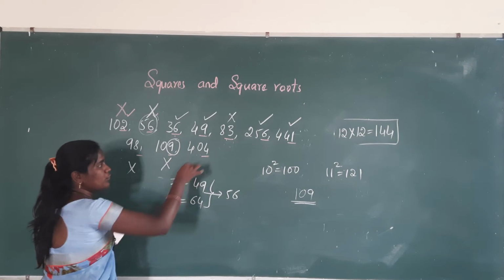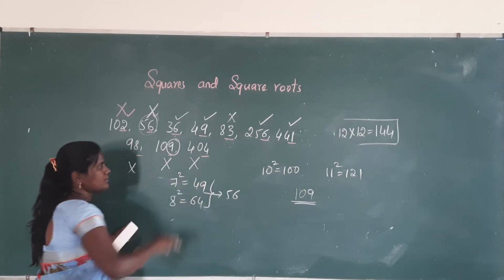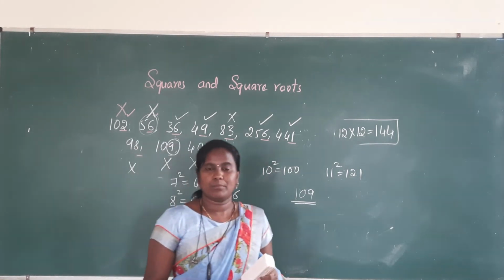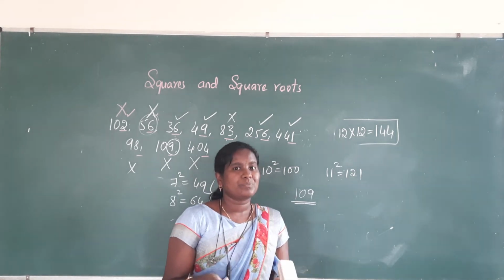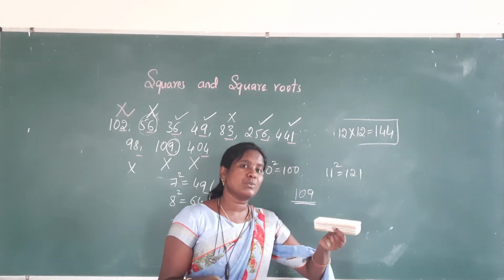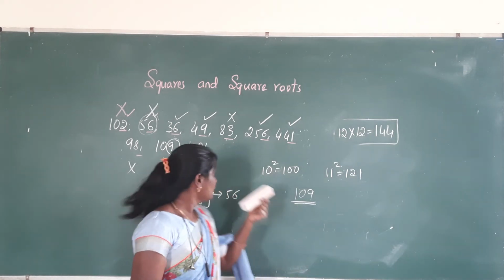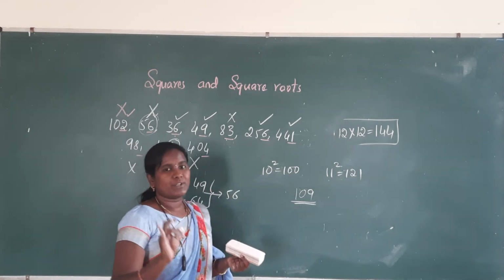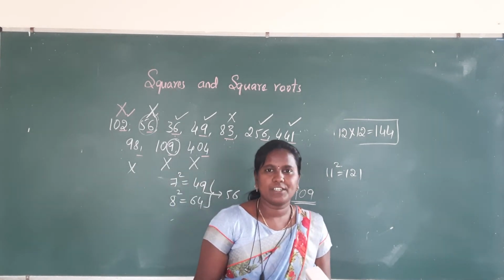Then what about 404? 404 is not a perfect square because 20 square is 400, 21 square is 441. Therefore, 404 is not a perfect square. Is it clear for you?